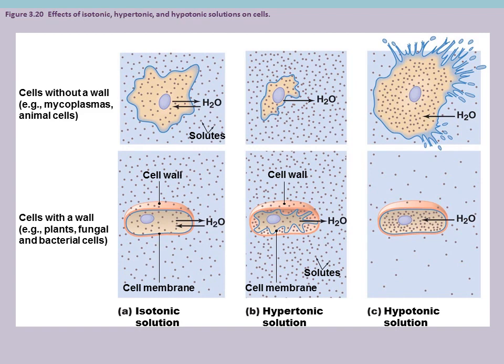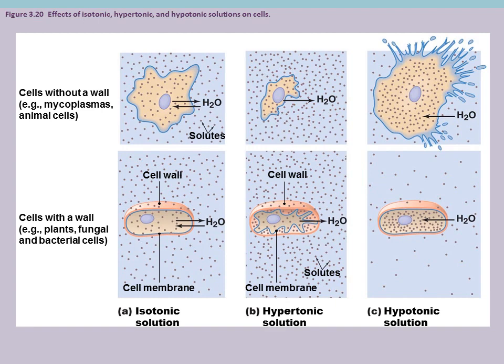We have 3 different types of solutions. So with an isotonic solution, just break down what the word means. Iso means equal. So that means the concentration of the solute inside the cell is equal to that outside the cell. So because outside the cell it's equal to inside, you say that solution is isotonic to the cell.